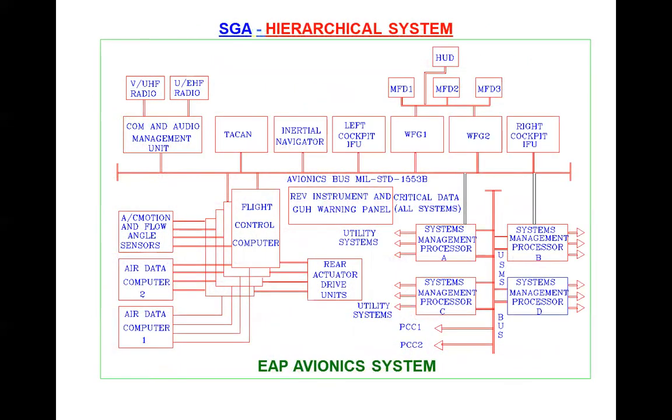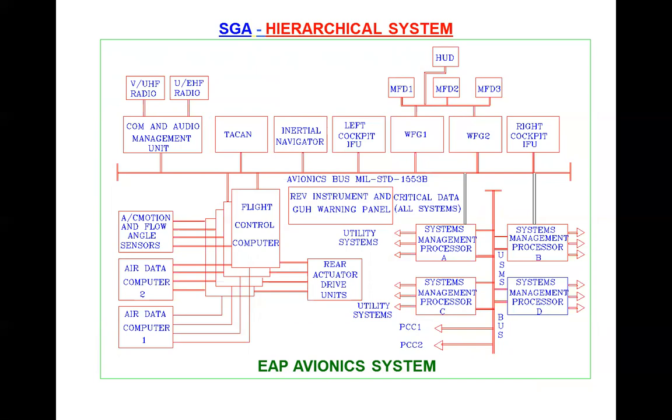This is the block diagram of the hierarchical system. So these are the blocks which are used for designing the hierarchical system. Ultra high frequency, radio frequency, communication and audio management unit, TACAN, inertial navigator, left cockpit, MFD, 2 MFD is used here, 3 HUD, 1 right cockpit, and then the avionic bus, that is MIL STD 1553B is used.